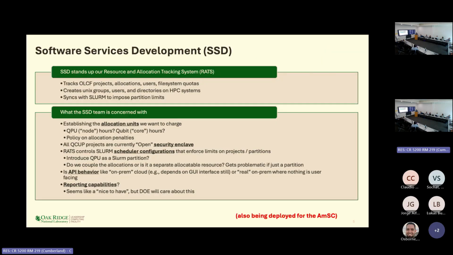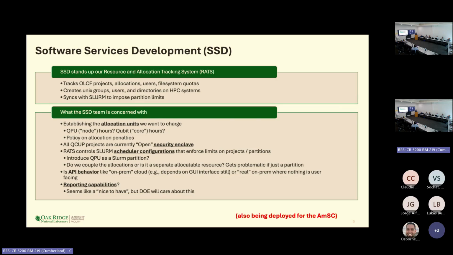SSD, I think, is the most interesting one to hear. And I swear, even though all of these are separated into basically their concerns and their thoughts and what they do, I played around with PowerPoint formatting, so all of these look different. But yes, SSD stands for something called RAS, which is our resource and allocation tracking system.